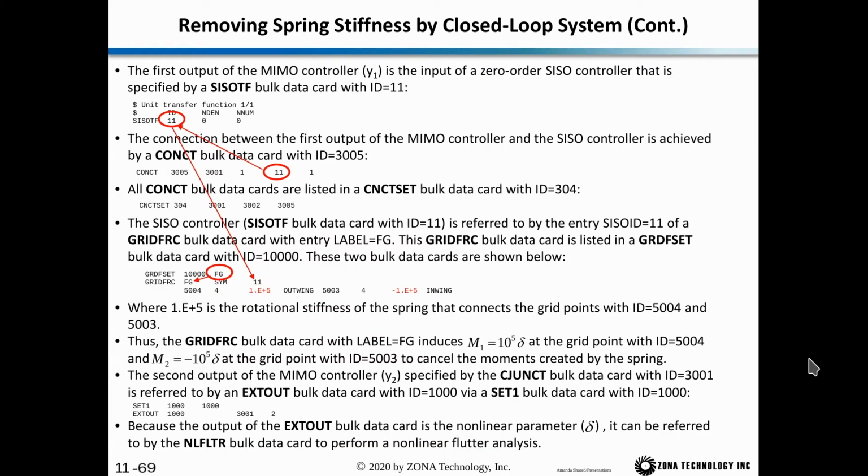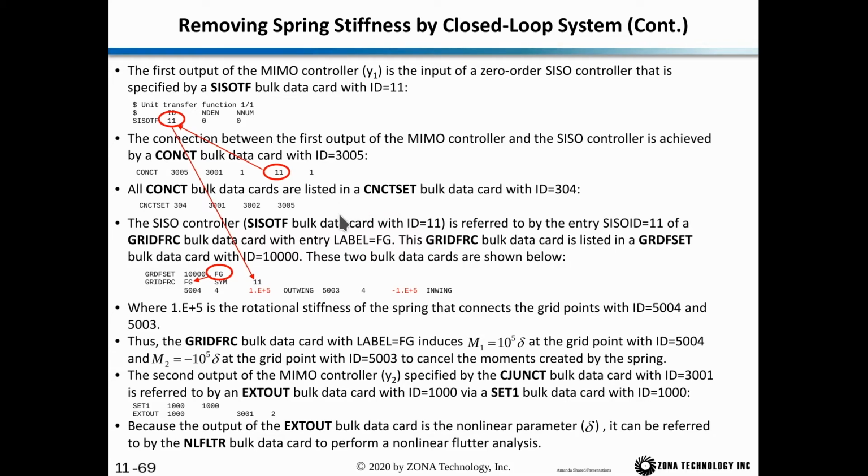So we'll remove the spring stiffness by the closed loop system. The first output of the MIMO controller is the input of the 0 order CISO controller that's specified by the CISO TF as shown here. And the connection between the first output of the MIMO controller and the CISO controller is achieved by the fixed connection card. And all of the fixed connection cards are referred to by the CNCT set bulk data card, which is then referred to by the ASE controller bulk data card.